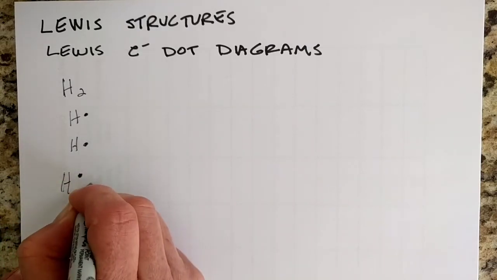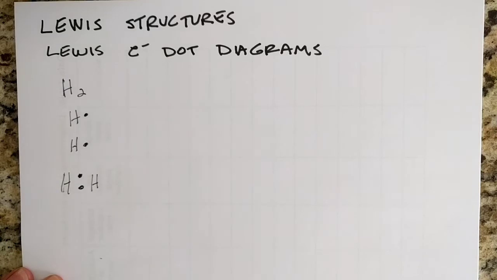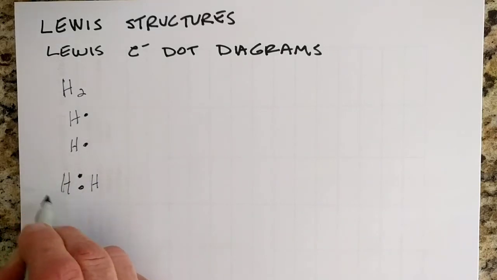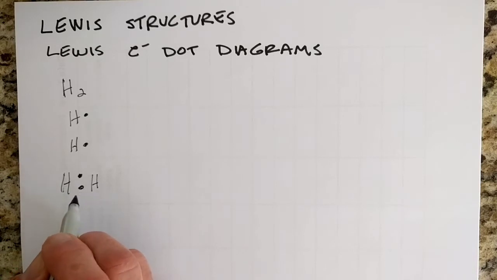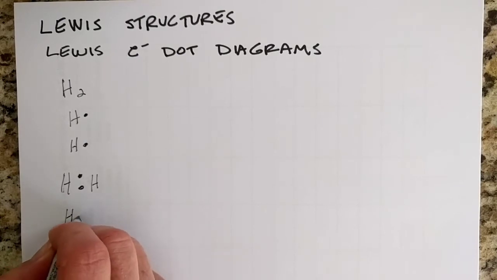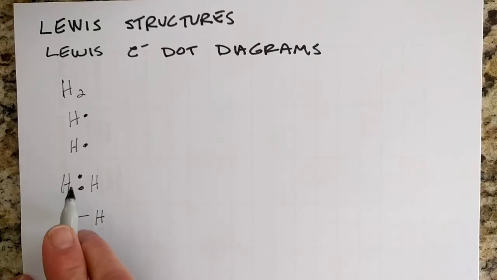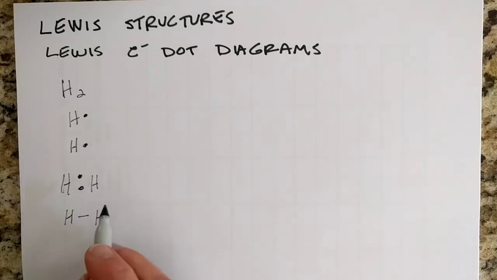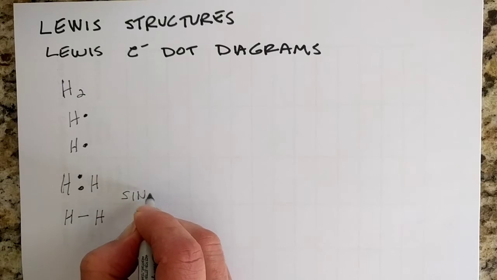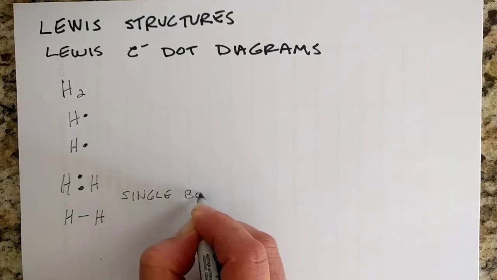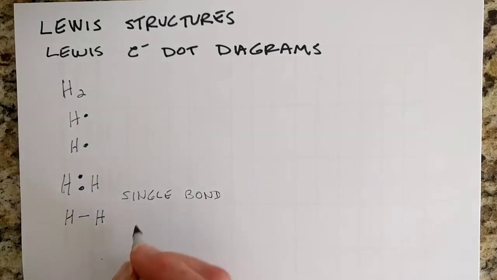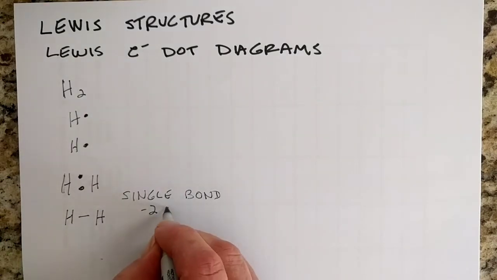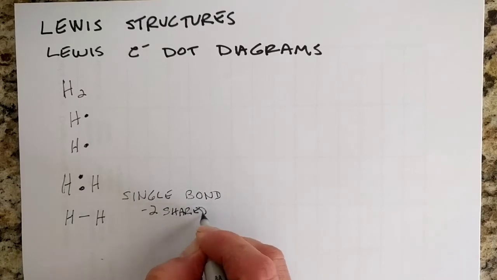So this hydrogen with its 1 electron is going to share with this hydrogen with its 1 electron. And this represents our molecule of hydrogen. This is the Lewis structure for H2. We can also write this as H dash H. The dash is the same thing as writing these 2 electrons in between the 2 atoms that are sharing their electrons. Either way, this is called a single bond. So for a single bond, we have 2 shared electrons.